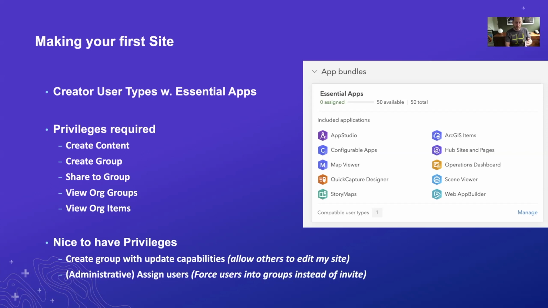So it's kind of nice to be able to push a user into a group and give them a link so they don't have to go about accepting it. But it's not a deal breaker if you don't have either of these privileges. You're able to use the app just fine.